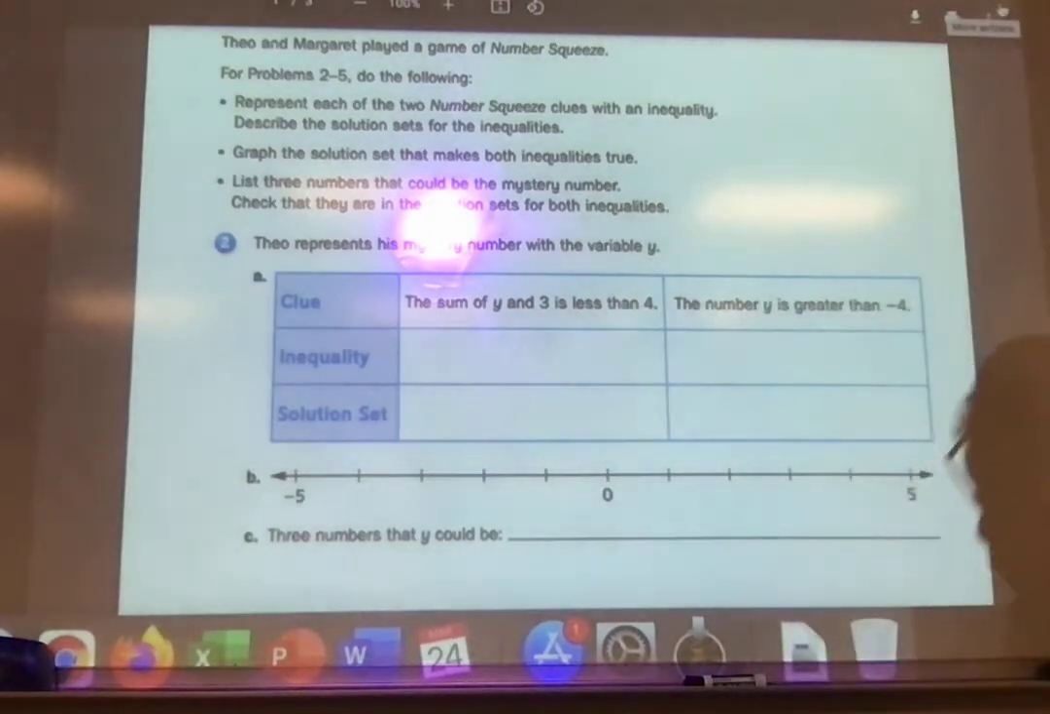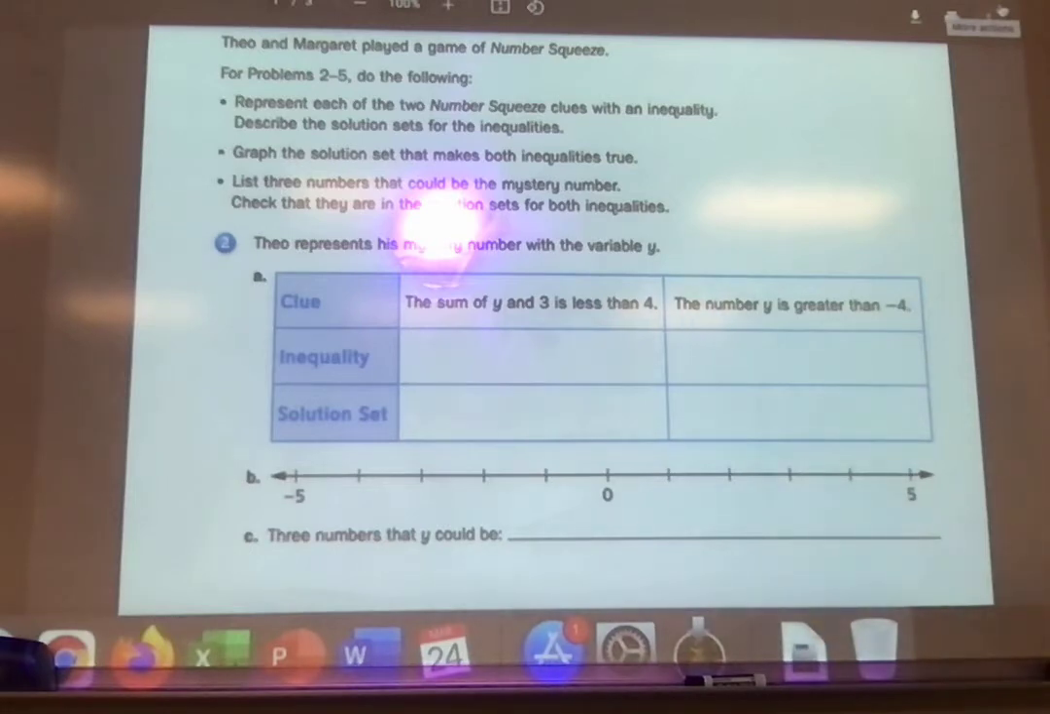Okay guys, our lesson here, we're going to go ahead and start with lesson 7.1. In our lesson today, our I can statement is that we should be able to write and interpret inequalities, then graph the solutions in some of these situations we're going to talk about here.